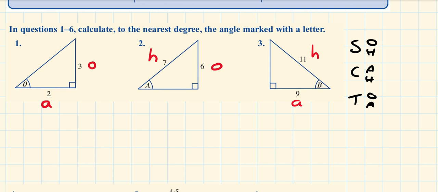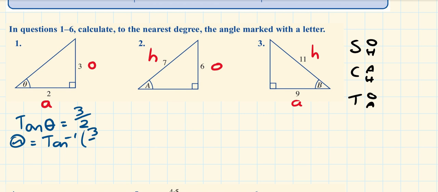So we've got opposite and adjacent. So that means we're going to need to use tan theta equals 3 over 2. So theta is tan minus 1 of 3 over 2. And that will give us 56.3 degrees. So you just decide which one you're using.